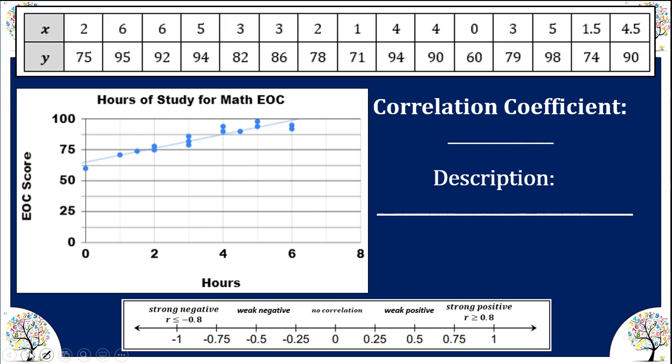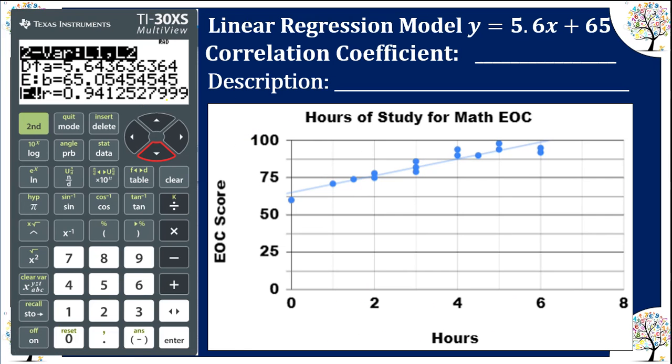Okay, so let's go back to our correlation coefficient, which was 0.94. And I'm going to describe this as a strong positive, meaning that we can pretty much count on our linear regression model, our line of best fit, to make good predictions. It is a reliable line of best fit. So there is a strong relationship between the hours that we study for the EOC and the score that we will make. With the correlation coefficient, I'm generally going to always round to the nearest hundredth.